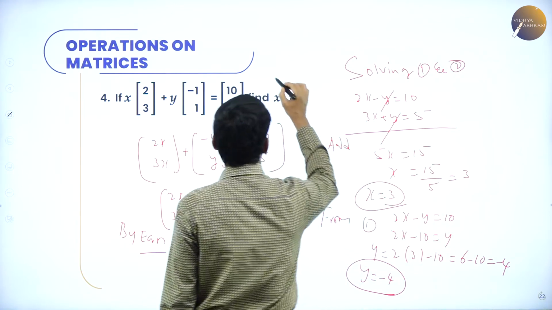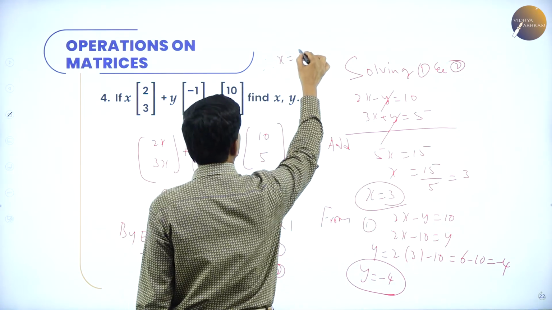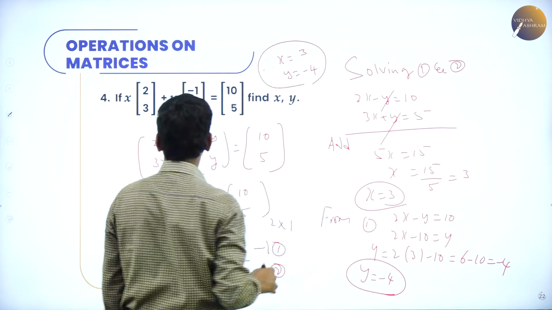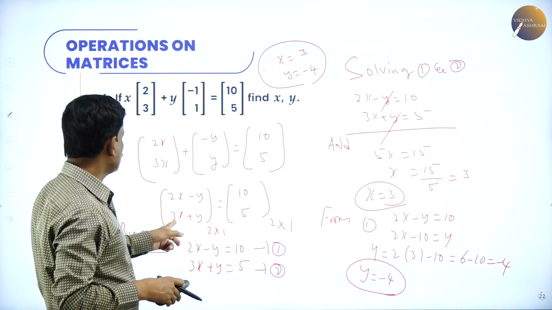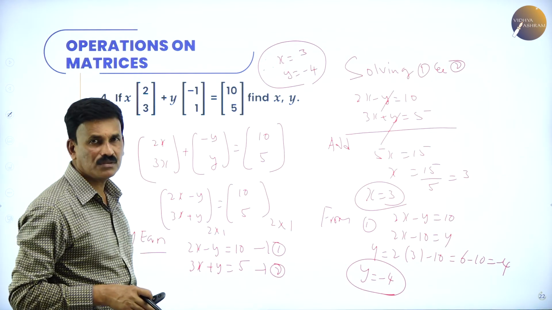So, the values are, therefore, x is equal to 3 and y is equal to minus 4. So, if you want, you can substitute here. 3 3s are 9 minus 4. 9 minus 4 is 5. You will get that. That's it.